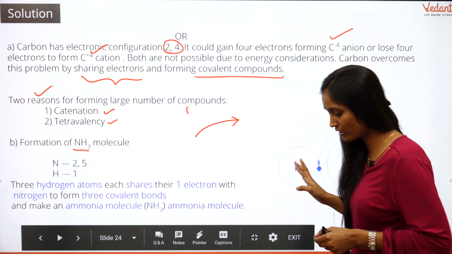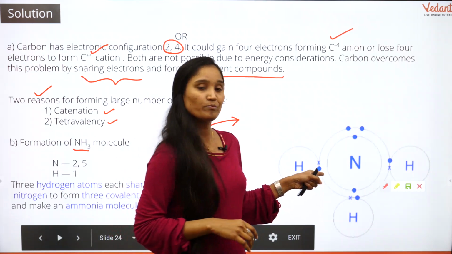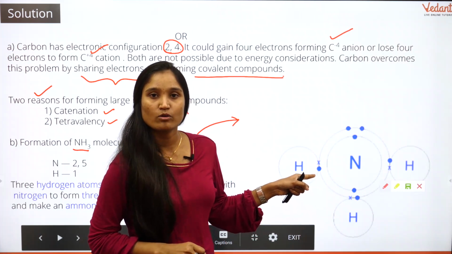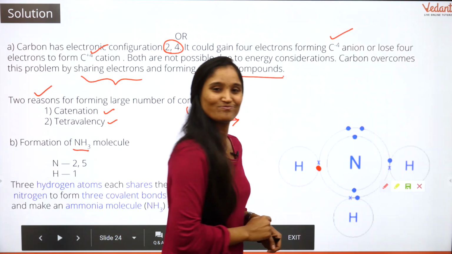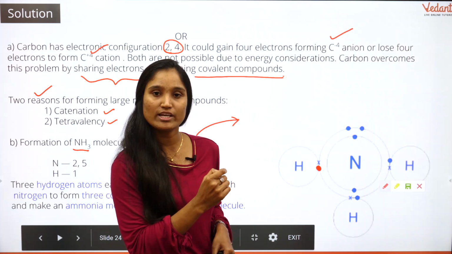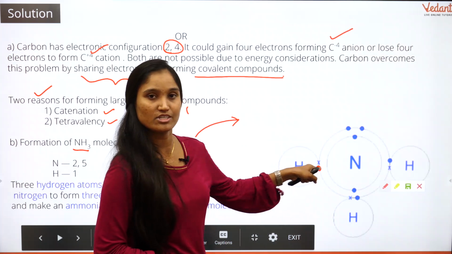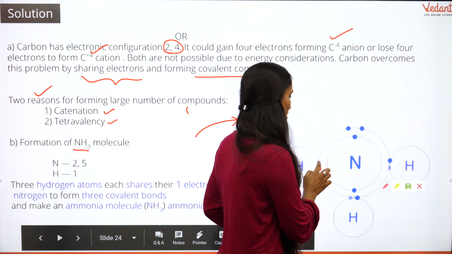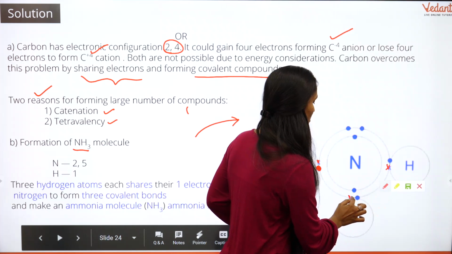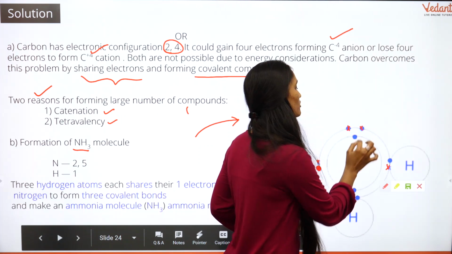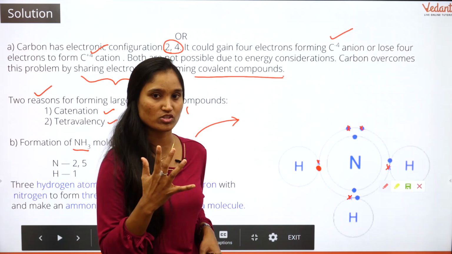But right now we are talking about covalent bonds, isn't it? So we'll be using this sharing symbol. Hydrogen originally has one electron, right? And according to electron dot structures, I'm representing only the valence electrons of nitrogen as well: 1, 2, 3, 4, 5. It has 5 valence electrons, correct?